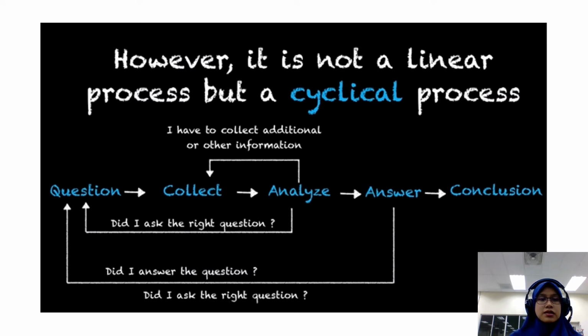For example, from the question you may go to collect the data and then analyze the data. If that is not good, I have to collect additional or other information. Or did I ask the right question? If I do not get good analyzed data, did I ask the right question? Ask yourself. Then if you get good analyzed data, you may go to the answer. Then you will get your answer.